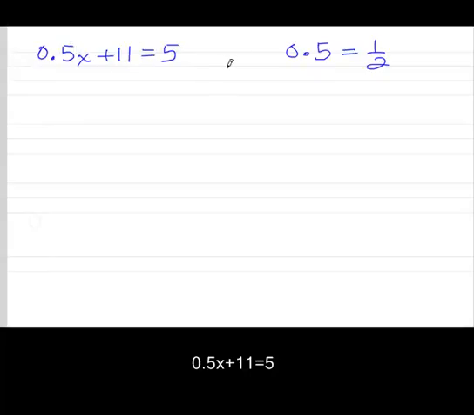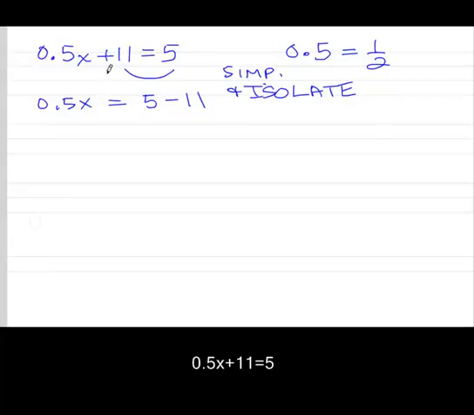We want to simplify, of course. Simplify and isolate. That's the goal of all of these. So let's get that to that side. 0.5x is equal to 5 minus 11. What we did is really we subtracted 11 here, and we subtracted 11 on the right side. So we get 0.5x equals negative 6.